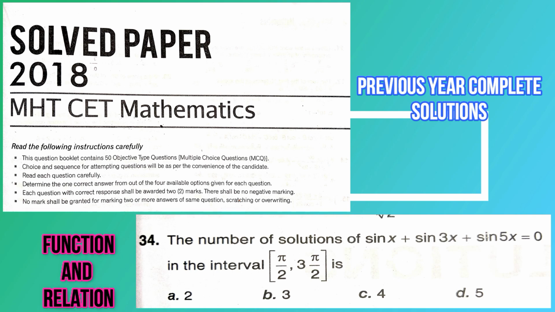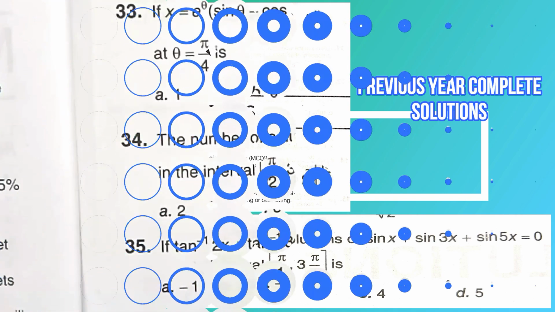So in today's video, I will explain one question from MHT CET Mathematics, which involves a trigonometric function in a certain interval, and we have to figure out the required answer for x. Okay, now let's get started with today's example.